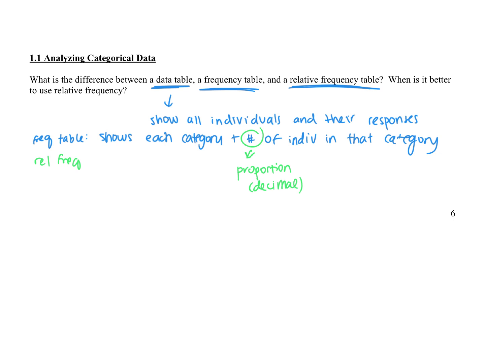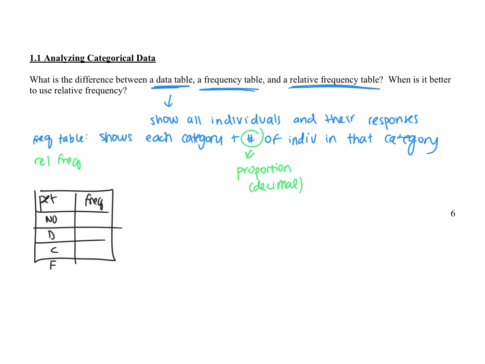So oftentimes your table, let's say we're looking at what type of pet do you have? And this is our frequency. So we have people who have no pets at all, people who have dogs, we have people who have cats, we have people who have fish. And let's say in our sample, 2 people had no pets, 5 people had dogs, 3 people had cats, and 1 person had a fish. So that is 11 individuals in our sample. So that would be the frequency table. It's just summarizing the individual responses.